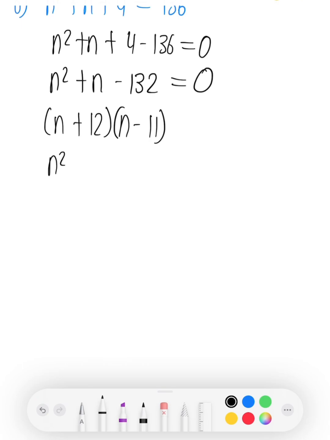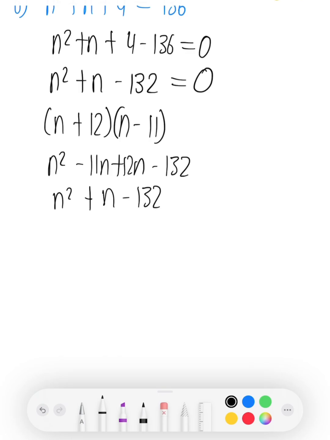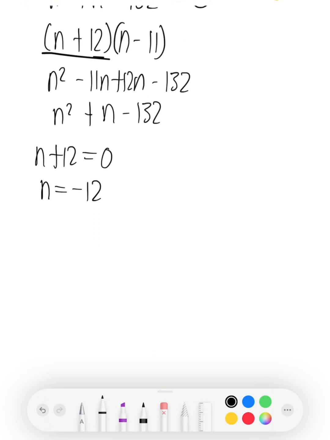So we've got n squared minus 11n plus 12n minus 132. And if we just simplify that middle bit down, we've got n squared plus n minus 132. So we've got two brackets which will equate to whatever n will be. Now, n plus 12 is equal to 0 from this here, and that means that n is equal to negative 12, or n minus 11 is equal to 0, which means that n is 11. So we've got that as our solutions for n.